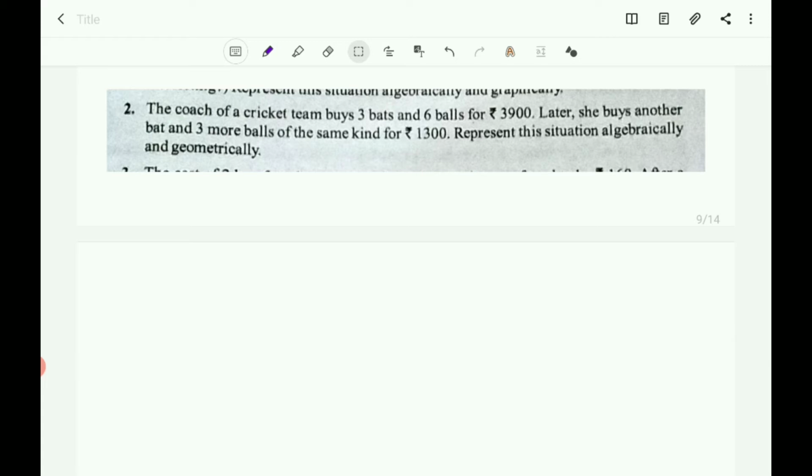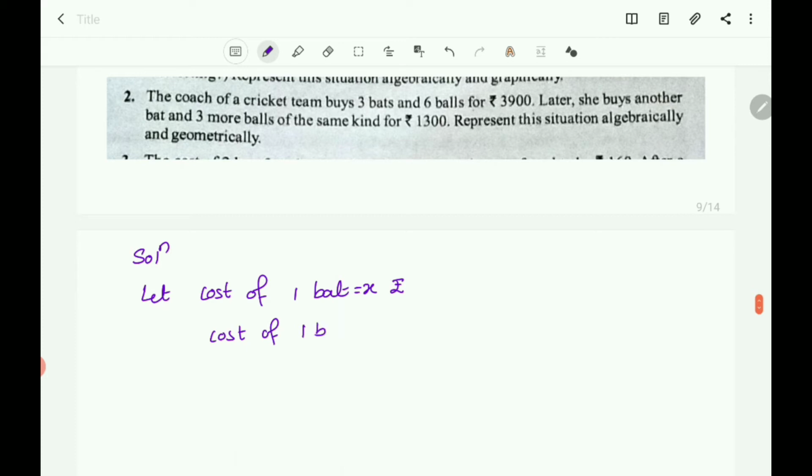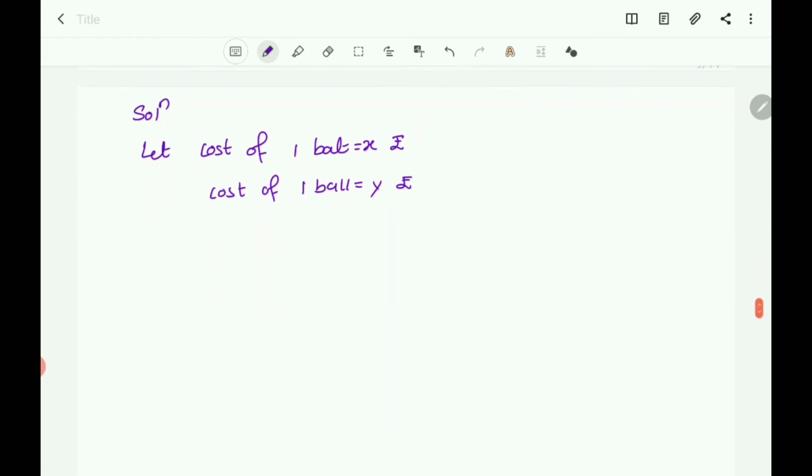So let the cost of one bat equal x rupees, and the cost of one ball equal y rupees. Then algebraically you can represent it.